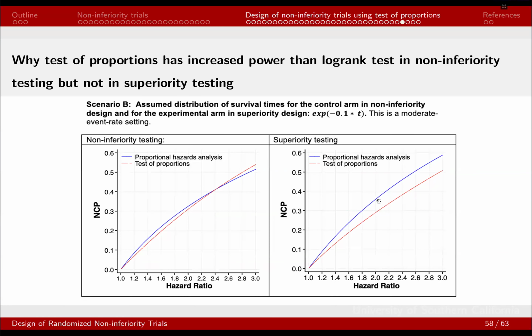Is that true even when proportional hazards doesn't really hold? In other words, when your shape parameter for the Weibull is not equal to 1?